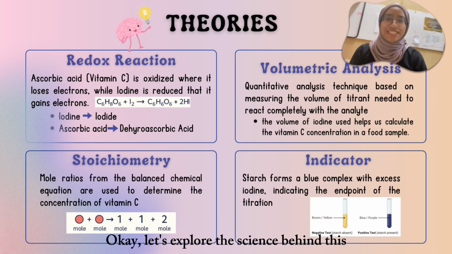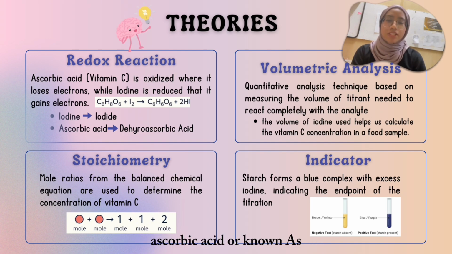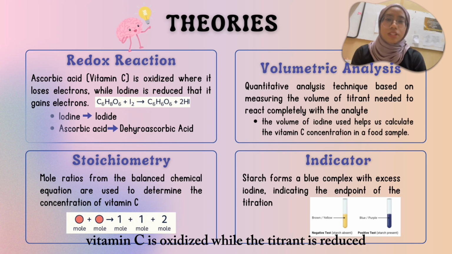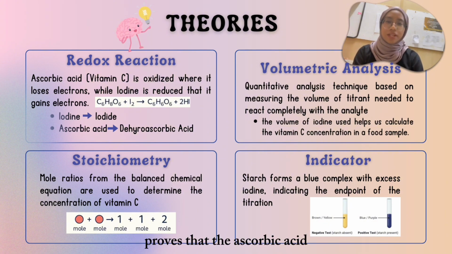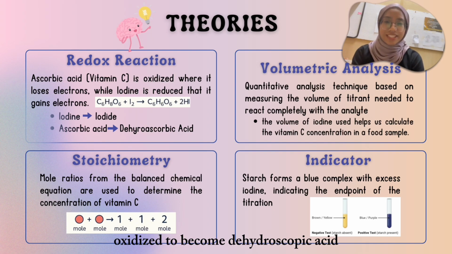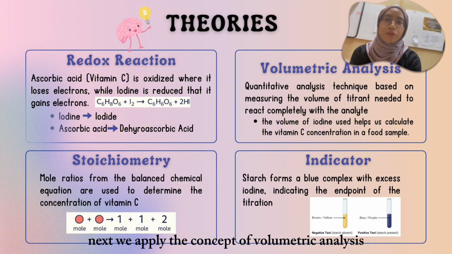Okay, let's explore the science behind this titration process together. First, we begin with the redox reaction theory. Ascorbic acid, also known as vitamin C, will act as the reducing agent where it will lose electrons. In the titration process, it reacts with a titrant, which is iodine, that is an oxidizing agent. During the reaction, vitamin C is oxidized while the titrant is reduced. The transfer of electrons is what we call a redox reaction. The chemical equation shown proves that the ascorbic acid is oxidized to become dihydroascorbic acid, while iodine is reduced to become iodide.